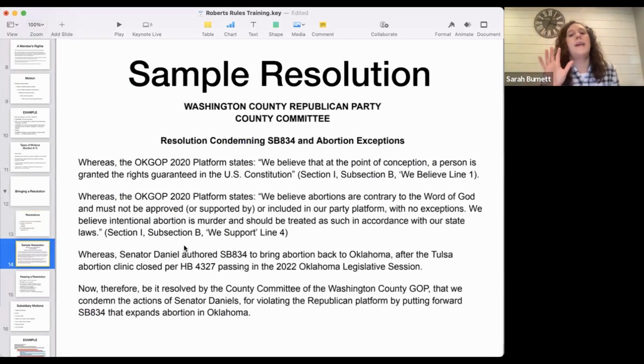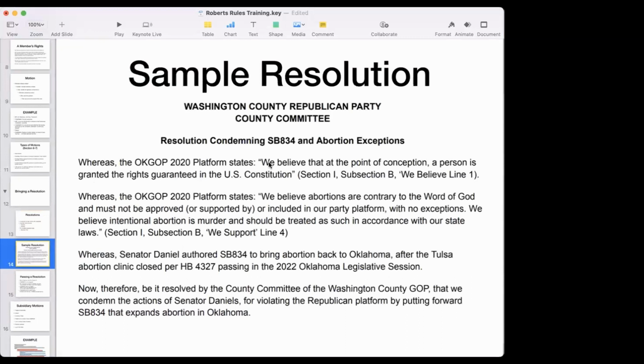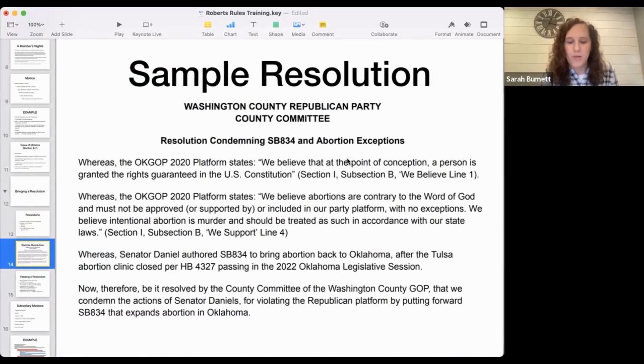So here is a sample resolution. It says which committee is passing it. It says what it is about. It has whereas statements. These are based in written materials like the platform. Then it has a fact, whereas Senator Daniel authored this bill that did this. And then now, therefore, this is the main motion.